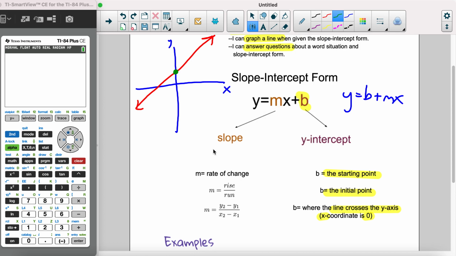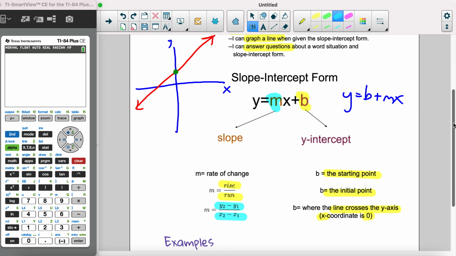The slope we talked about a lot in the last video, and we're going to continue to use those two ideas: slope equals rise over run, or if you're given 2 points, you can calculate your slope as y2 minus y1 over x2 minus x1. But slope remains the same, and remember, it's always the number that's attached to the x term. It's always the one right in front of that x.